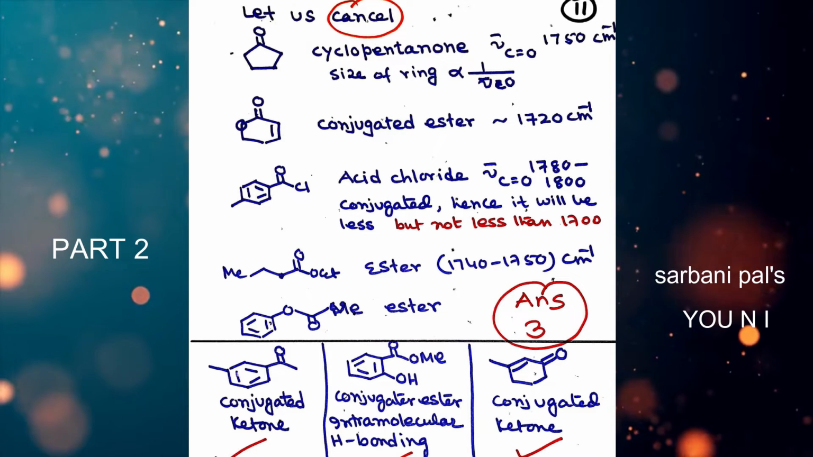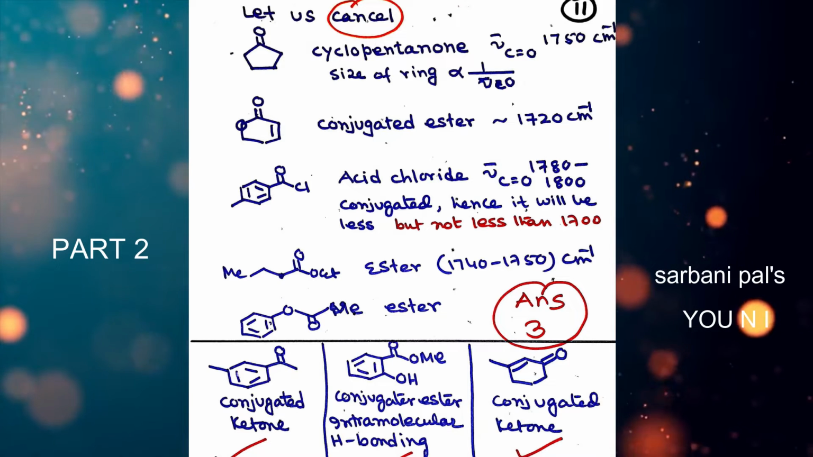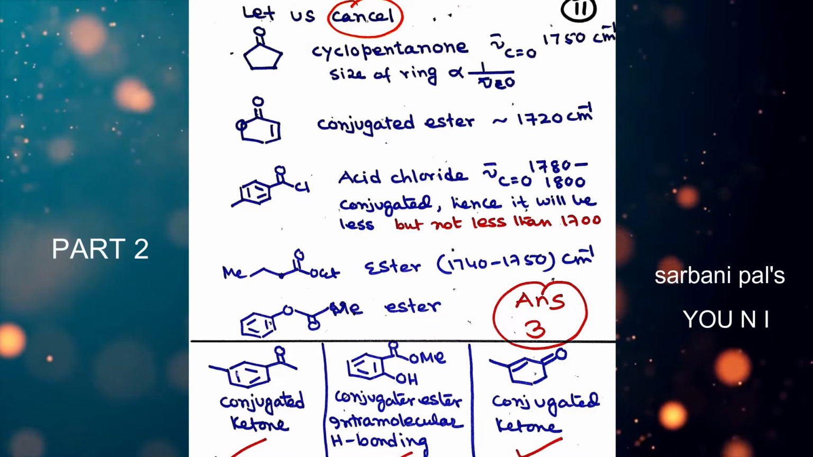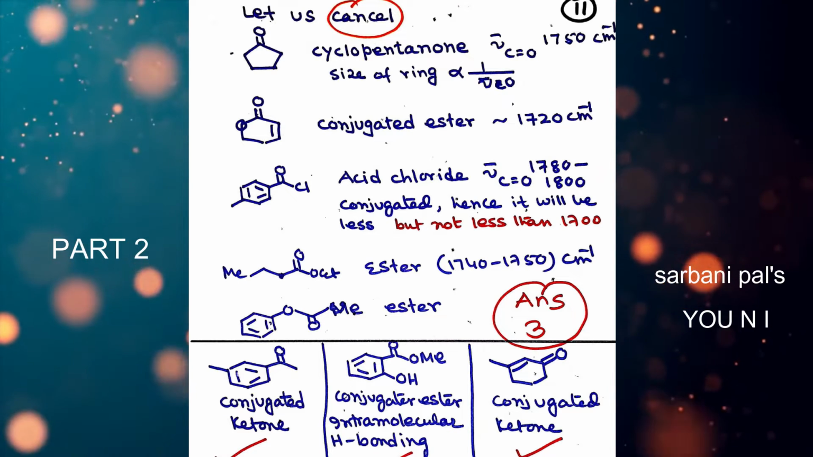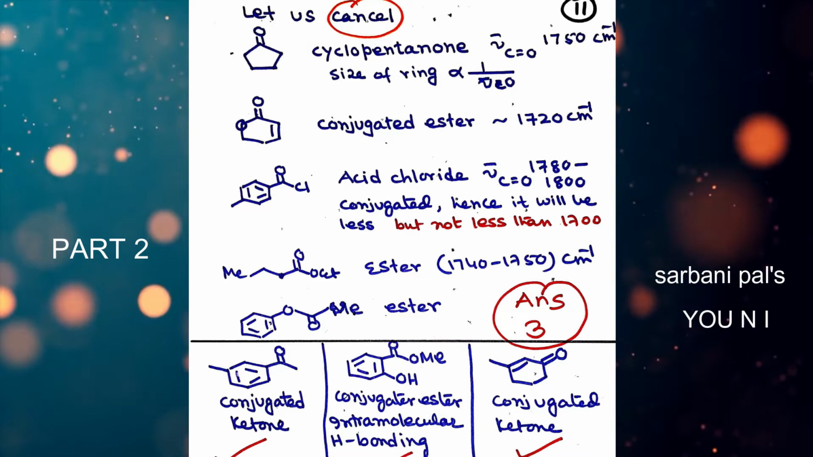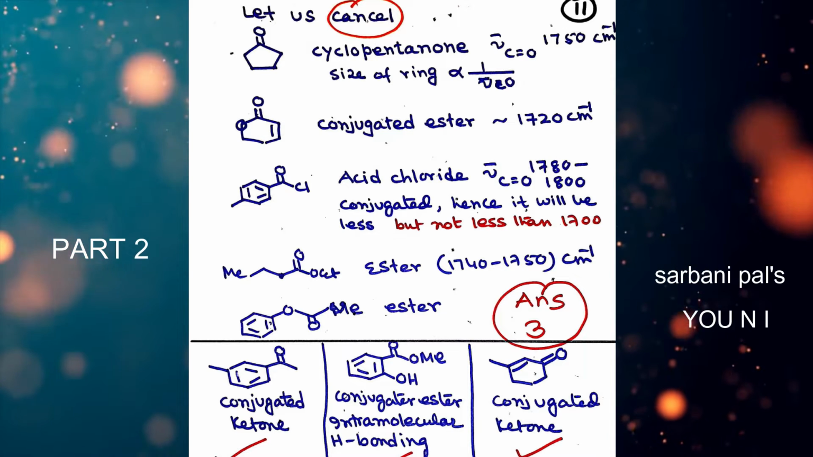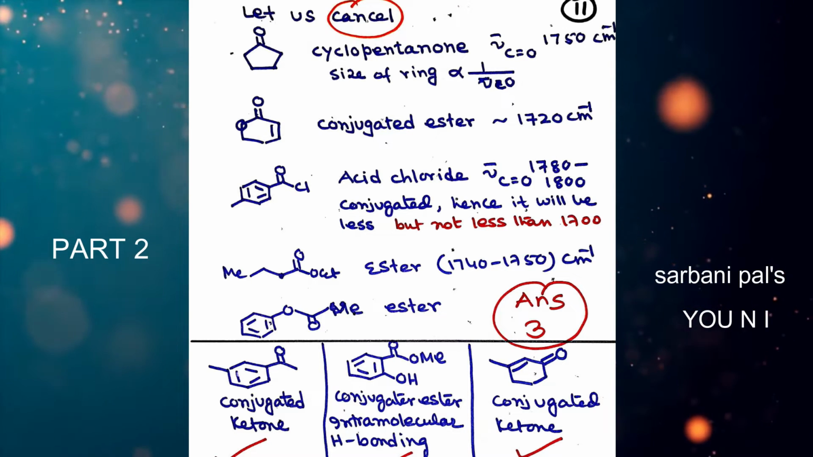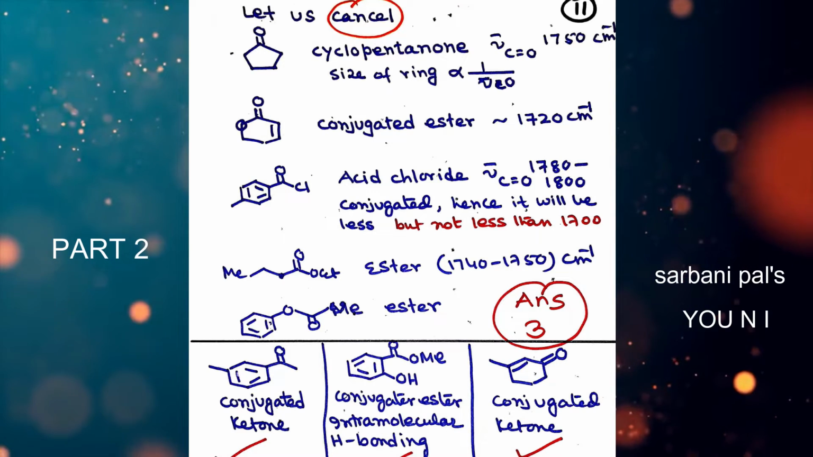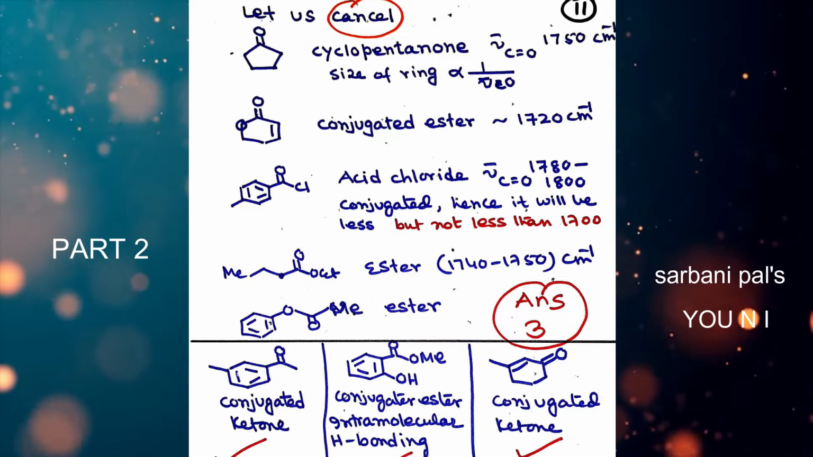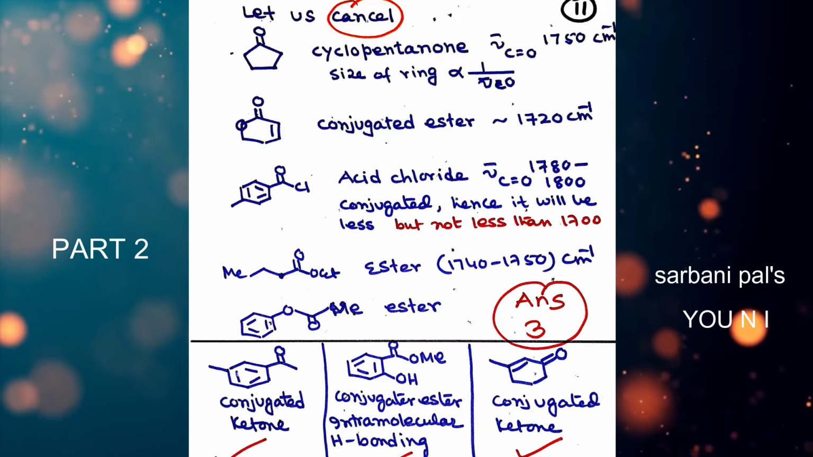The first one is the cyclopentanone, because we know that C double bond O of cyclopentanone gives peak at 1750 centimeter inverse, because it depends on the size of the ring. If size of the ring increases, then nu bar C double bond O decreases. Now the next one is the conjugated ester. That conjugated ester usually appears at 1720 centimeter inverse. It cannot give the peak at below 1700, which is the question asked.